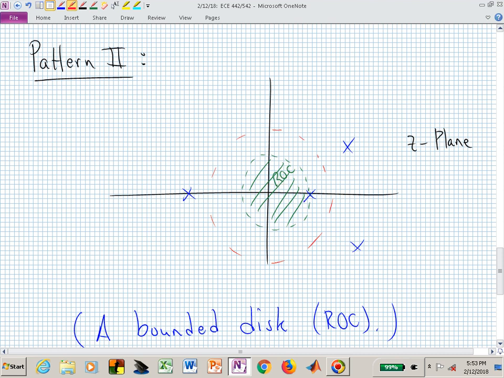Meaning, let's forget, that's why I'm not right now commenting on this red dashed circle. It's unimportant to what we're trying to figure out right now. We're not talking about stability, we're just talking about whether it's a causal sequence, an anti-causal sequence, or a two-sided sequence in the time domain.